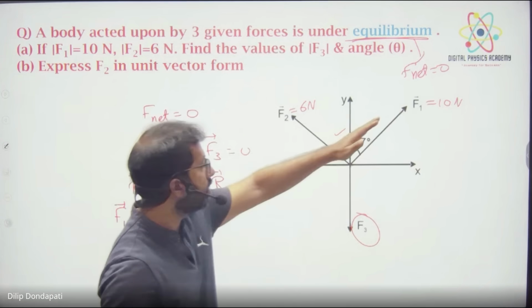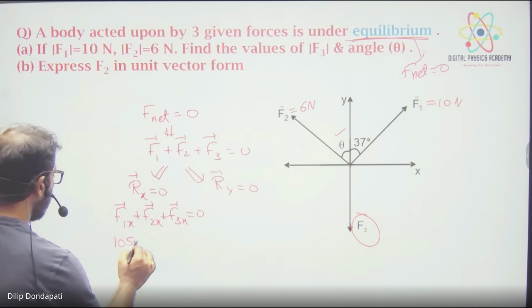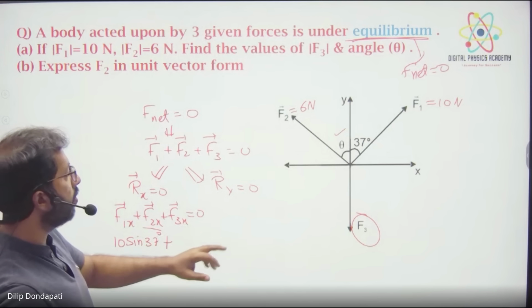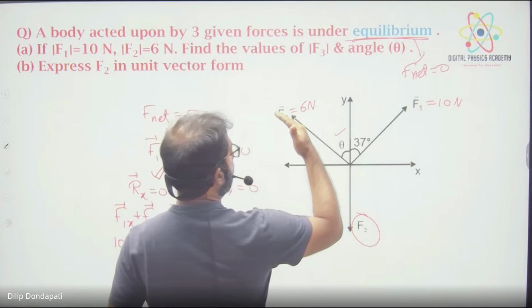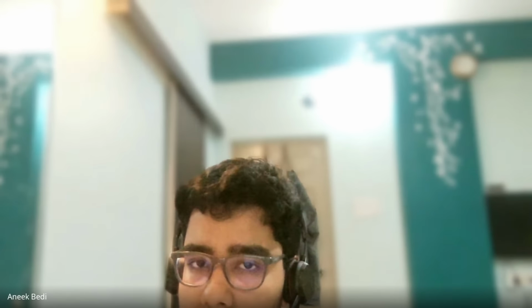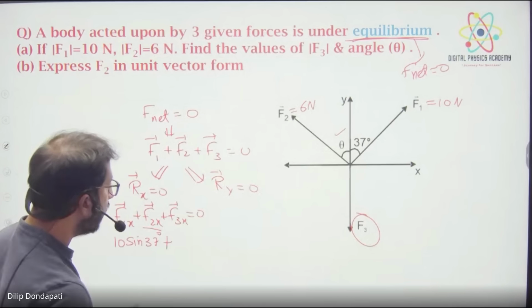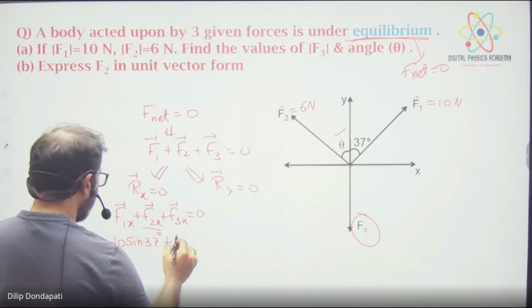What is the component of 10 along y direction? This is theta, right? Resolution of which, sin, cos. 10 cos 37, and in this direction 10 sin 37. So 10 sin 37 in x direction for f1. Tell me f2 in x direction. 6 cos theta is in this direction, and this direction is 6 sin theta, but it is minus, right? The component is minus.